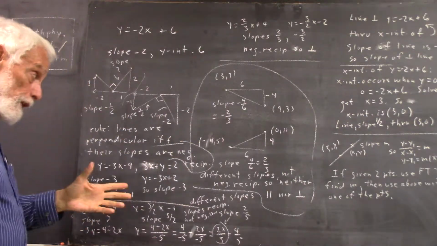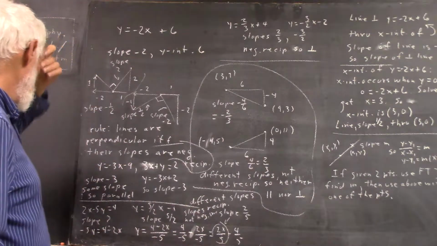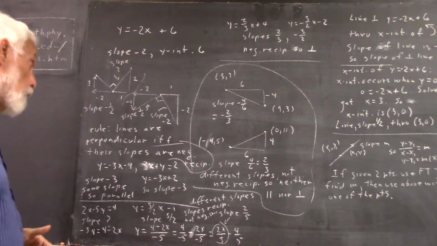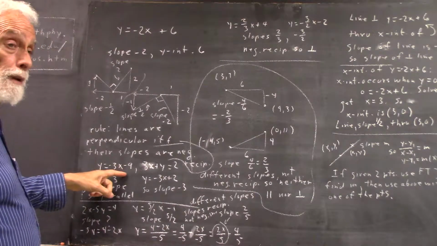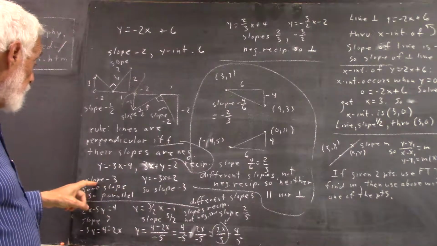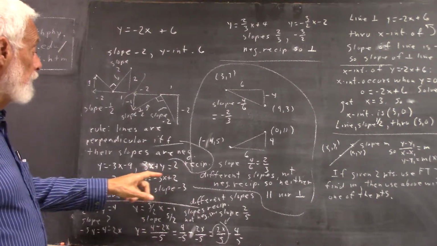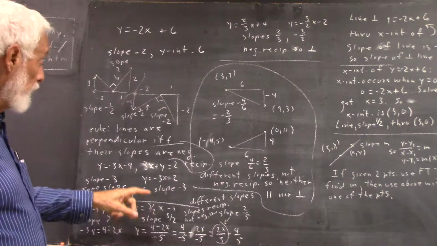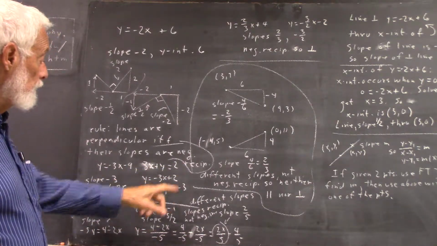Okay? We don't need the intercept to prove that lines are parallel or perpendicular, although the intercept tells us a whole lot that we would want to know. Okay, well, this is already in slope-intercept form. We see the slope is negative 3. This isn't, but if we subtract 3x from both sides, it now is. So y equals negative 3x plus 2.